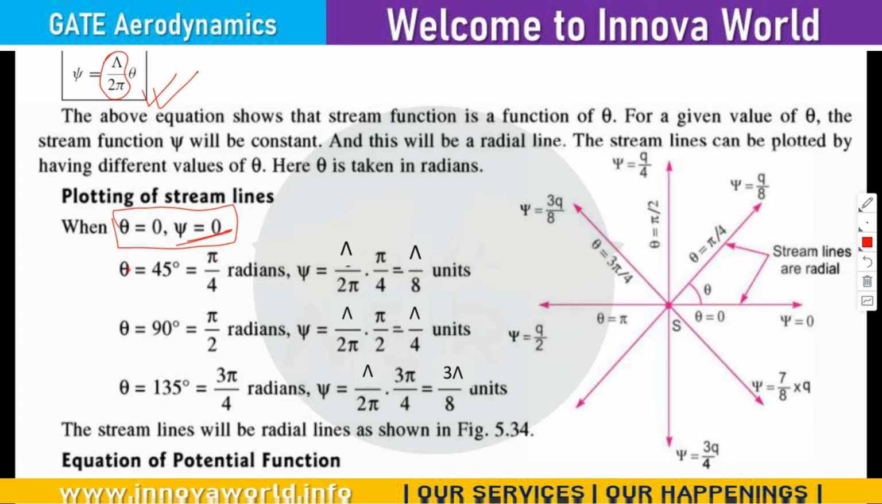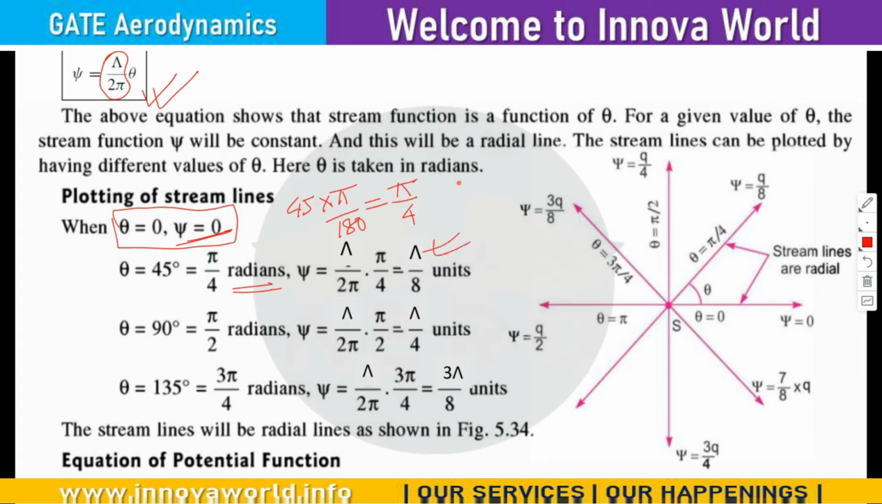Now let's look at different angles of incidence. If we have 45 degrees, it can be written as 45 into pi by 180. When you do 45 into pi by 180, it cancels off and you get pi by 4 in terms of radian. Now you know the formula, lambda by 2 pi into pi by 4. When you simplify, you get the value in terms of units.